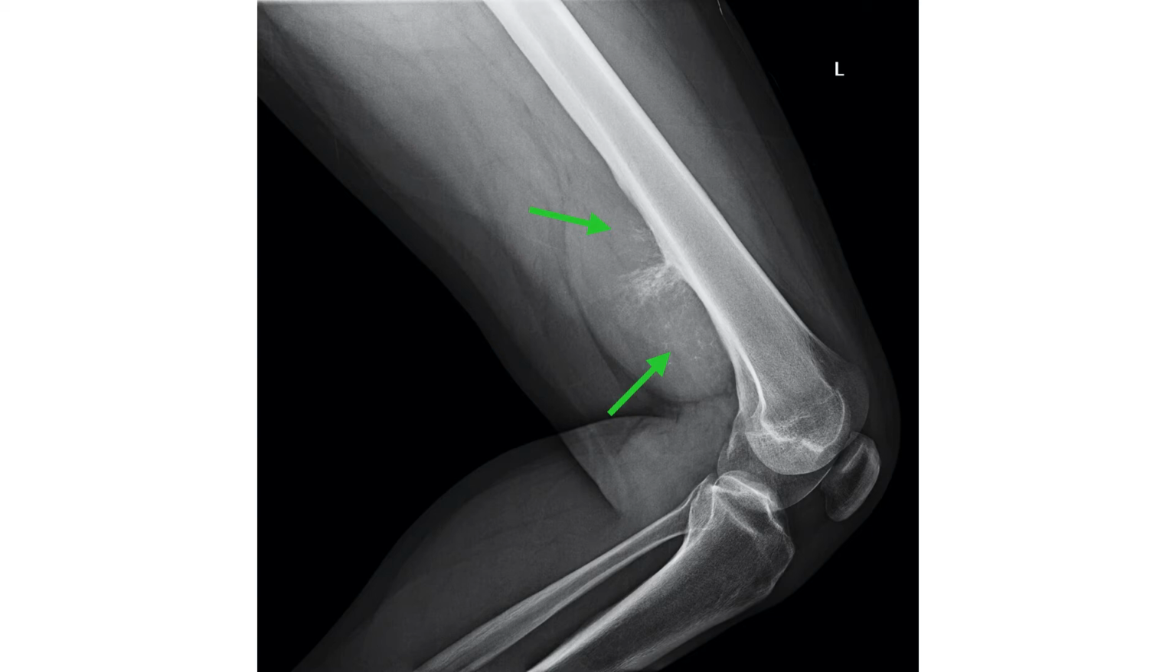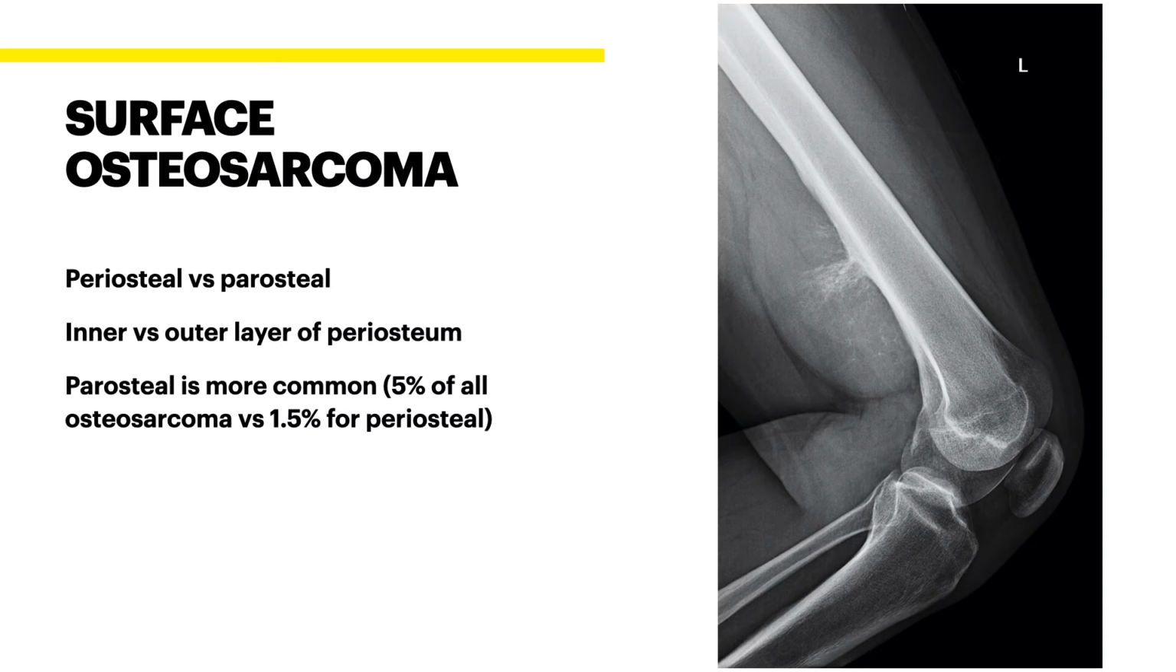And if we think it's a bone-forming tumor, we have osteosarcoma within the differential. So that's actually what this is. This is an osteosarcoma variant. So this is a surface osteosarcoma. Surface osteosarcomas are broken down into periosteal versus parosteal osteosarcomas. So it just depends on where it comes from. They have slightly different imaging appearances too.